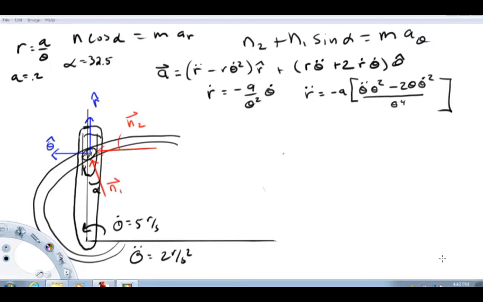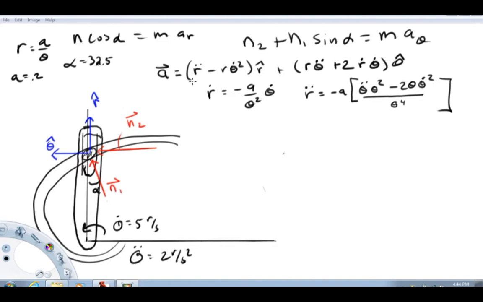Alright folks, so I'm kind of back here. I've cleaned up the diagram, did a little bit of work here on the sides. So again, in the previous video I showed how the alpha that we are using in these Newton's second law equations here, and here, we calculated to be 32.5 degrees.